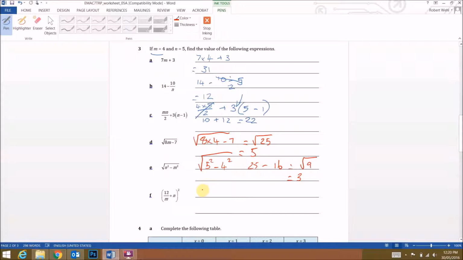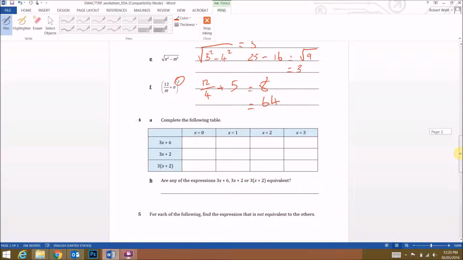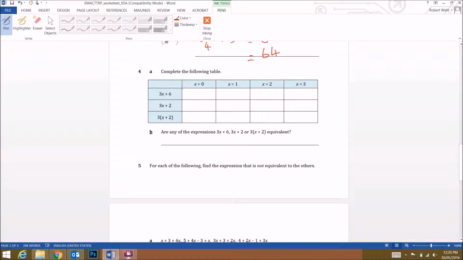Alright, this one we have 12 over m, which is 4, plus 5. So 12 divided by 4 equals 3. 3 plus 5 equals 8. And then it's all squared. So 8 times 8 equals 64. Alrighty. Question 4.